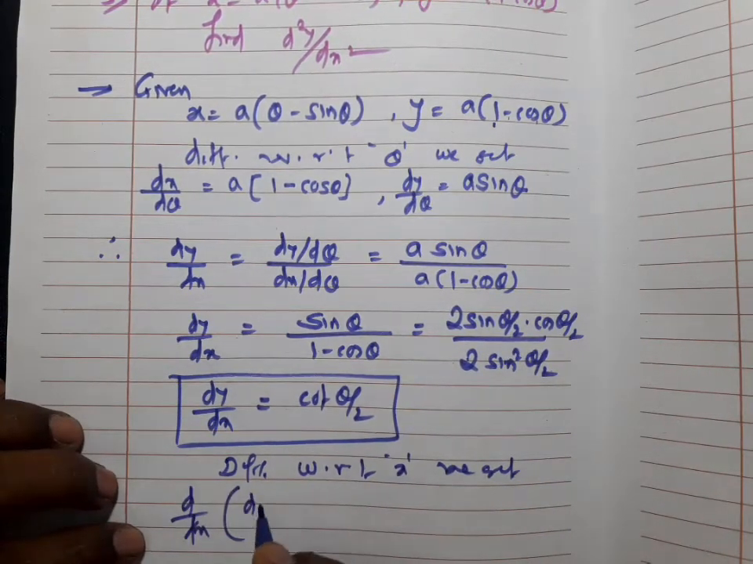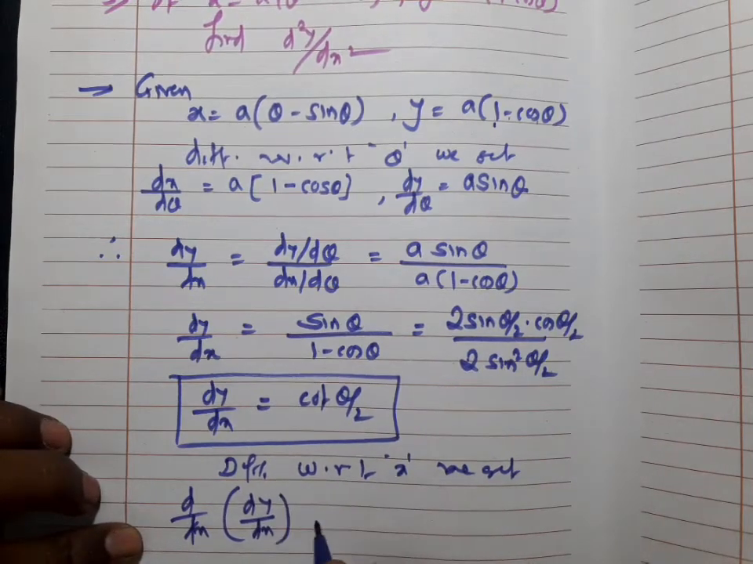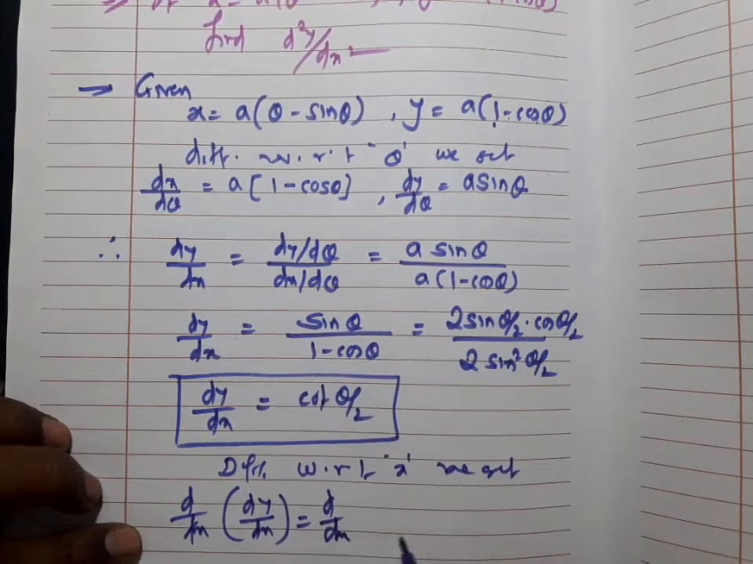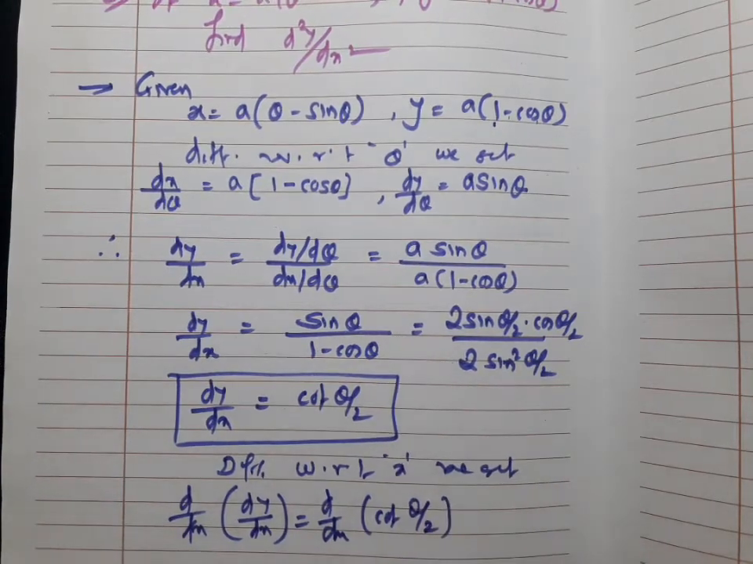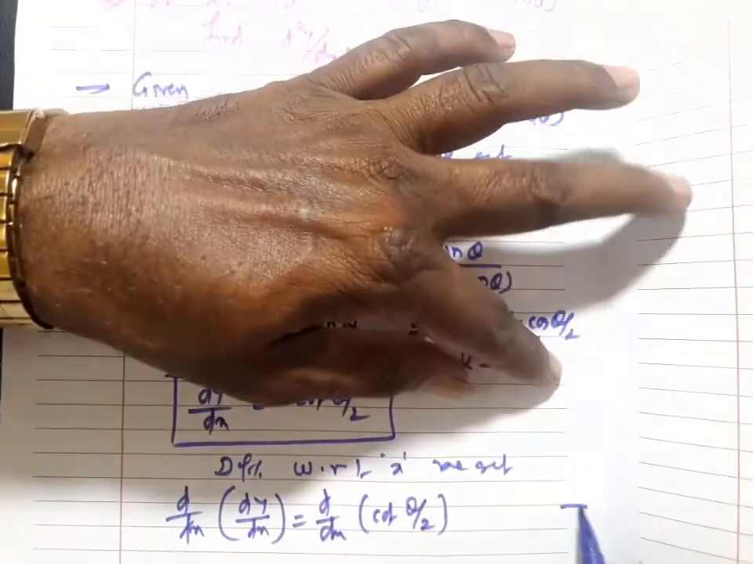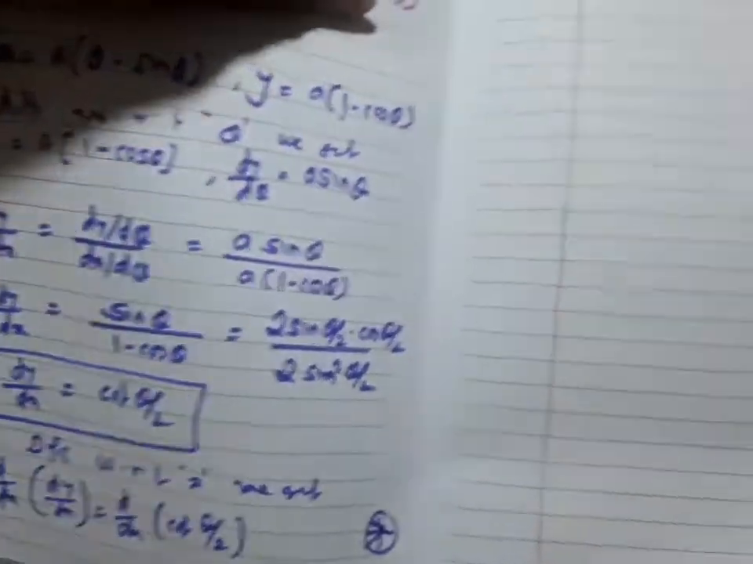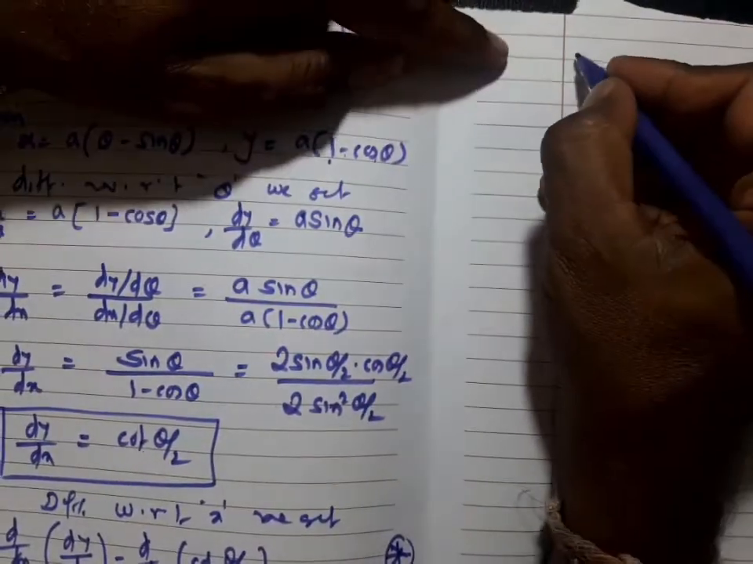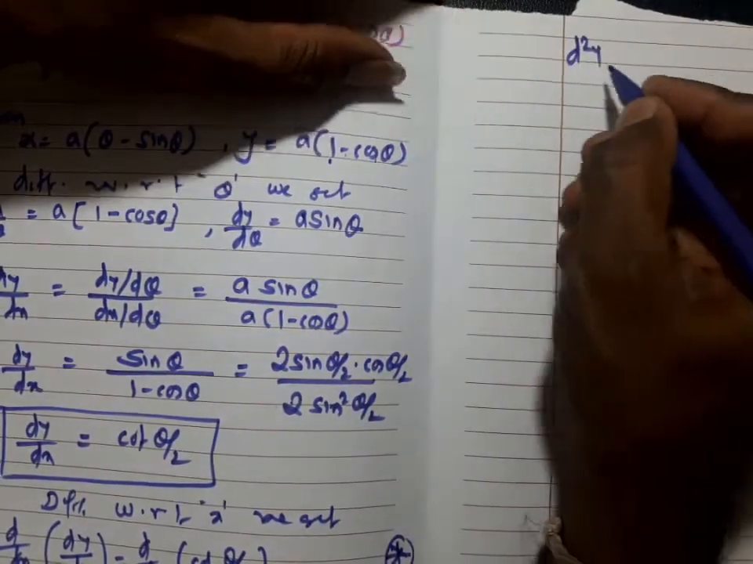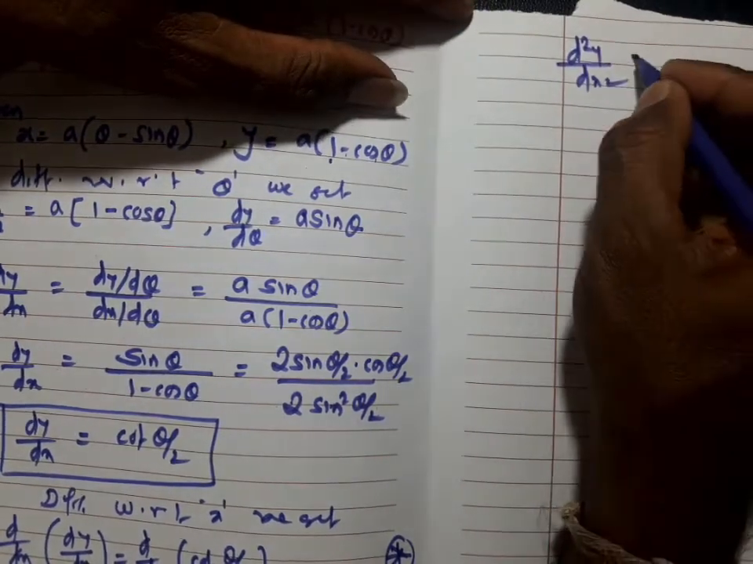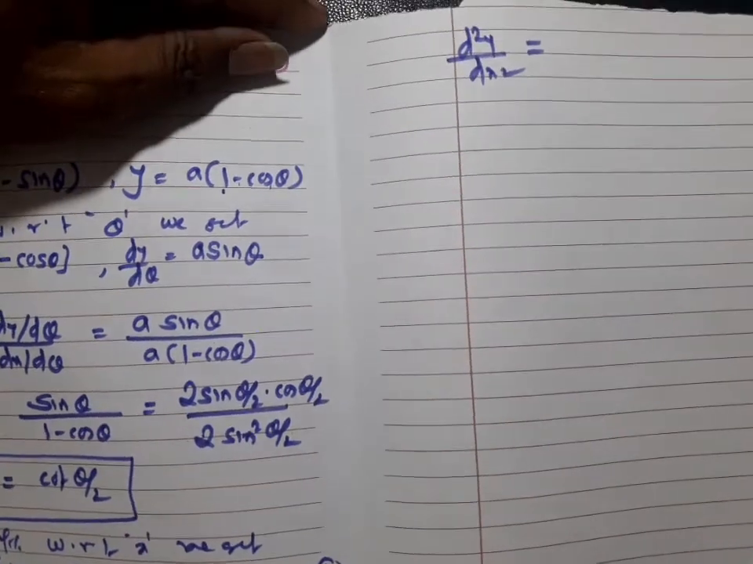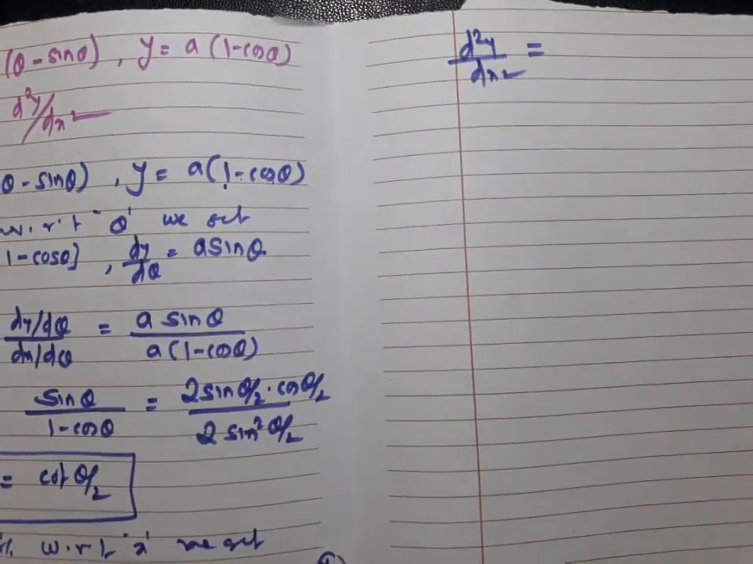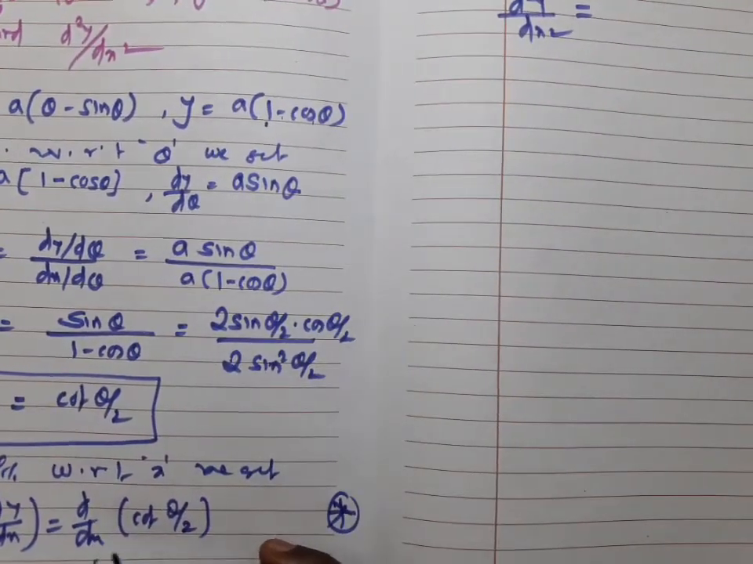d by dx of dy by dx is equal to d by dx of cot theta by 2. Now this is a very important step. I am going to star it. See what happened. Left hand side d2y by dx square. On the right hand side we are going to use chain rule.